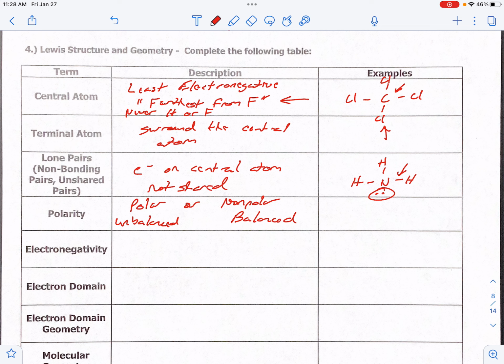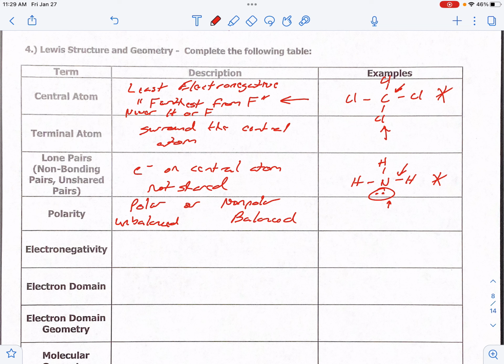If I look at my examples over here on the right, this CCl4 would be non-polar because it's just 4 chlorines surrounding it. There's nothing throwing it off. It's nice and symmetrical. It's balanced. But if you look right here at the NH3 we just did, that would be polar because I have 3 H's and that leftover pair right here. That leftover pair is what's throwing it off. If there were 4 H's around there and no leftover pairs, then it would be non-polar. But that is throwing it off, which makes it polar.